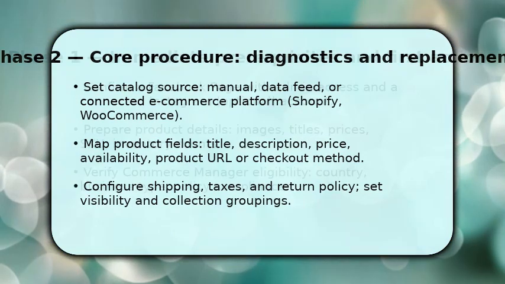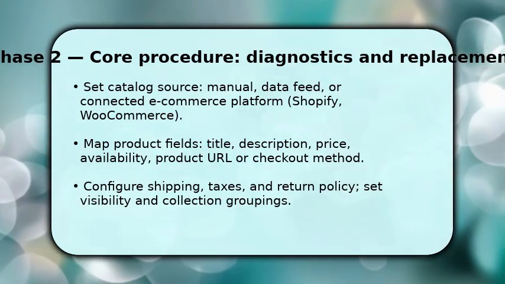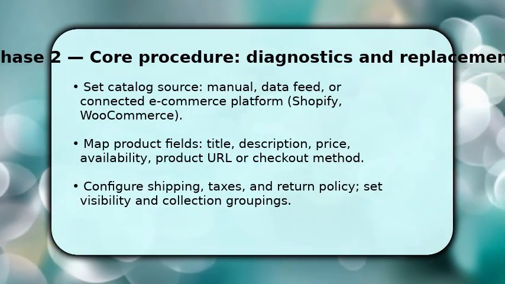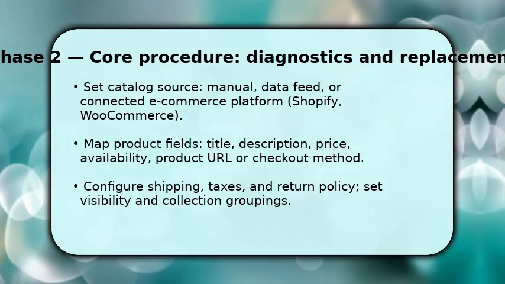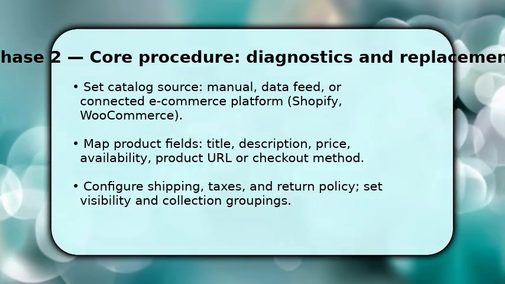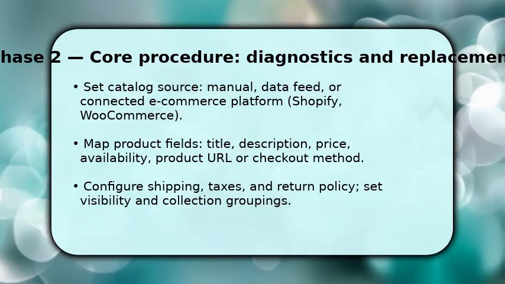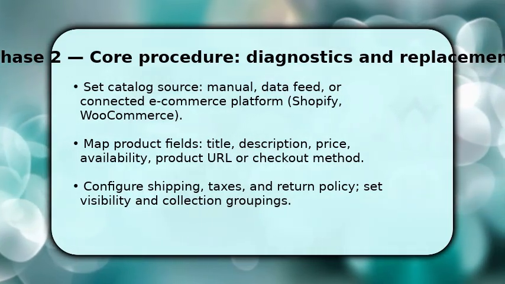Now you configure the catalog and product mapping. If you use Shopify or WooCommerce, connect the platform, otherwise upload a CSV or add items manually. When mapping fields, be precise. Title, description, price, and availability must match your images and policies.